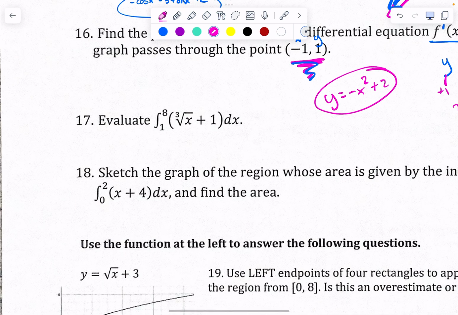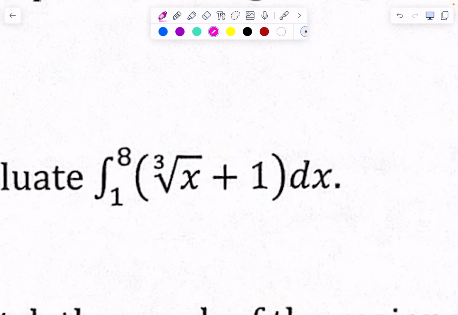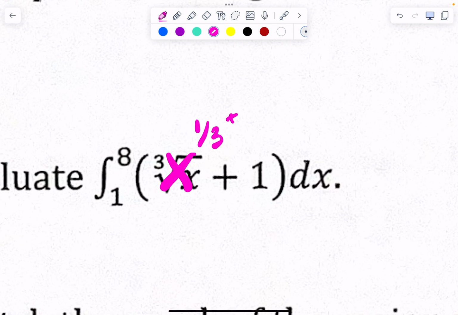Okay, number 17, this is a definite integral I like now. Number 18, I don't like the cubic root though, x to the 1/3. Adding 1 would be 4/3, so 3/4 x to the 4/3 plus 1x, going from 1 to 8.